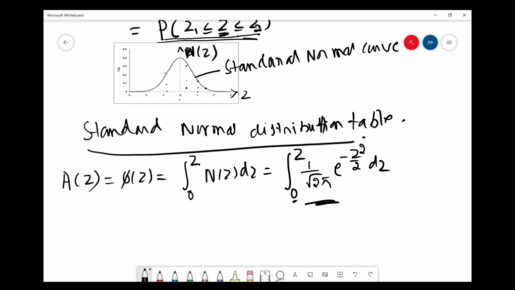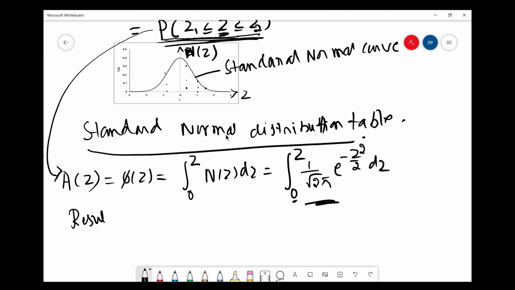Now, to express this in terms of A of z, what do we do? We make use of some simple results. I make a list of results, very simple and easy to follow. If you remember them, then you can easily work out the problems here using the standard normal distribution table. The results are these.